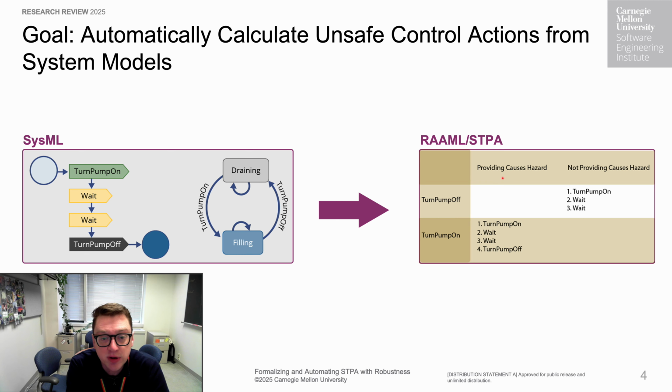But then we inappropriately provide turn the pump on, we turn the pump back on, then we're going to overflow our tank. Similarly, if we turn the pump on and we wait so it's half full, we wait so it's full, and then we do not provide the turn pump off command, then we're going to overflow our tank. And so what we want is some automated way of building this table from these models. And that's what we've built in this project.